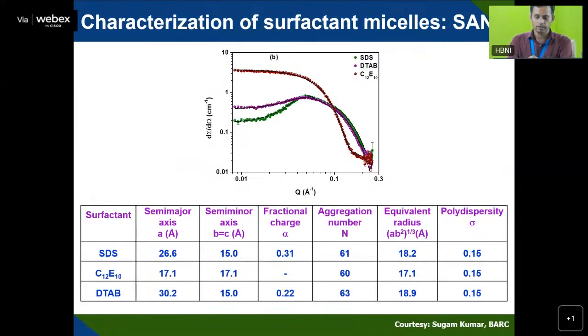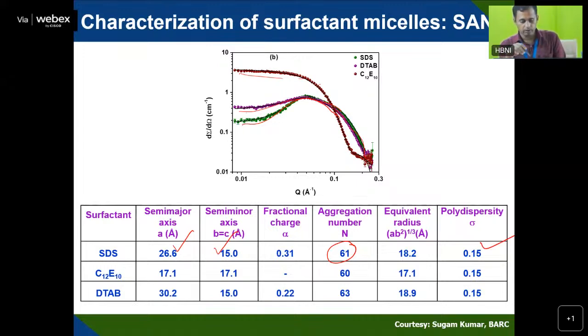Other information about micelles: here you can do SDS, sodium dodecyl sulfate, the green one, and this is DTAB, dodecyl trimethyl ammonium bromide. Then this is the C12E10 micelle. You can see here that by fitting you can find out whether it is a spherical micelle or an elliptical micelle. You can see the semi-major axis and minor axis, how much the aggregation is, and the polydispersity, all those parameters. By fitting you can get all this.